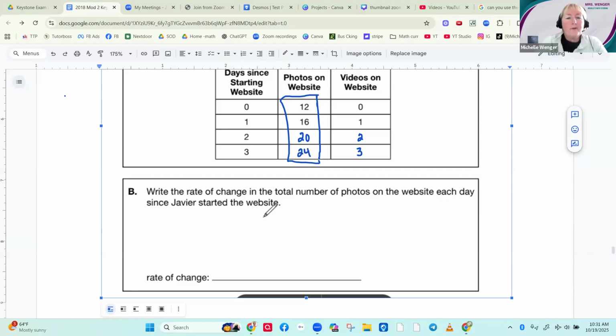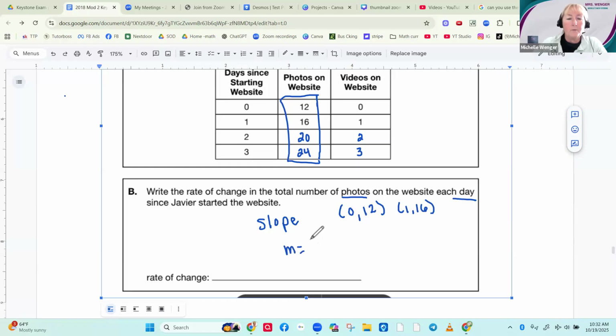So you're only finding the slope. The slope is what you're finding. You're doing photos to each day. So it would be like your ordered pair, for instance, 0, 12, and 1, 16. You can take any of these. I would take the ones that they provided for you. And then your slope formula.